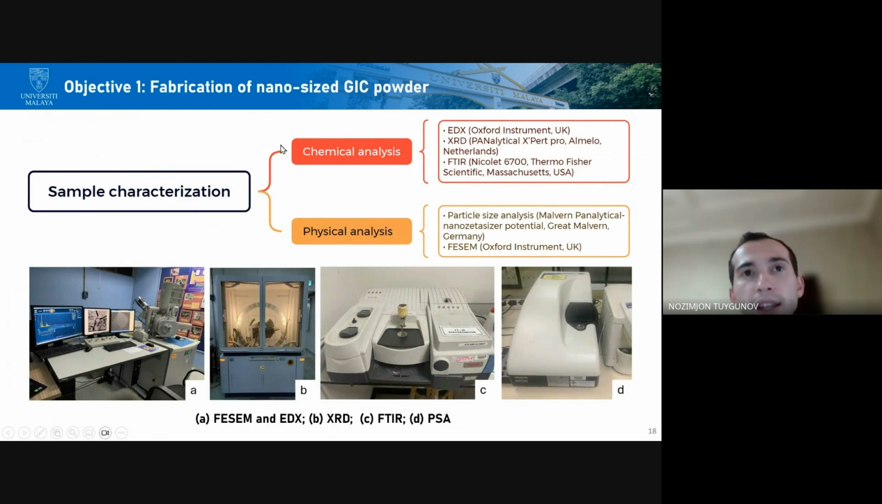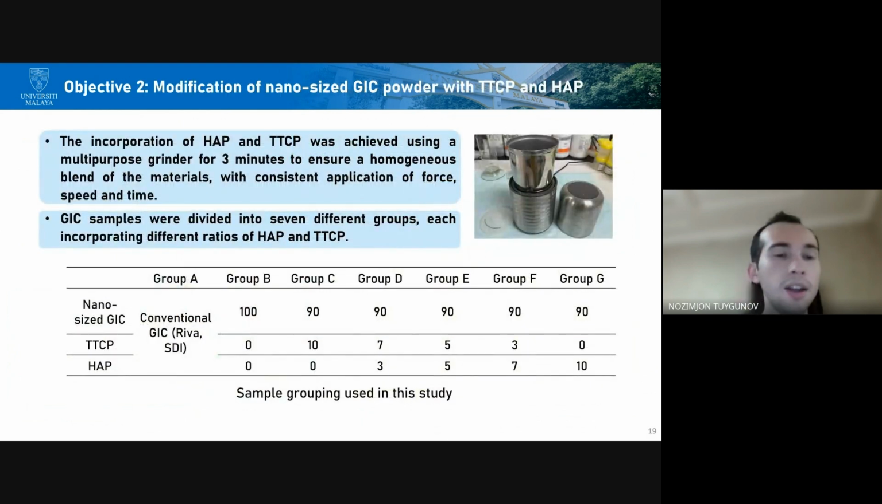Then we analyzed its chemical properties, which, as I have already mentioned, were EDX, XRD, and FTIR. For physical analysis, I proceeded with PSA and SEM to double confirm the presence of the nanoparticles in my material. Then I modified my fabricated glass ionomer cement with calcium phosphates, which are TTCP and HAP. To mix the chemical compounds, I used a multi-purpose grinder for 3 minutes to apply consistent force and time.